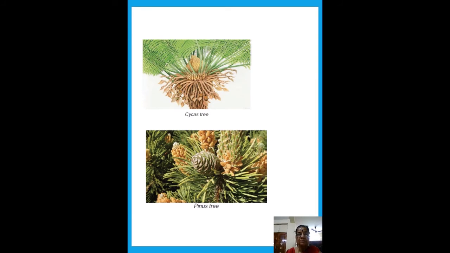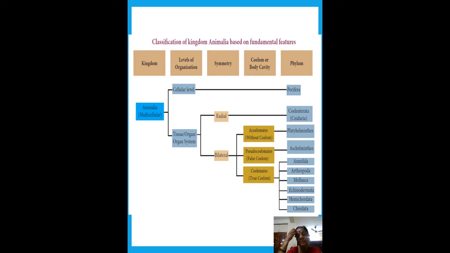Okay. The next one. This is classification of animal kingdom. We studied it, right? Kingdom Animalia. I taught it yesterday. Kingdom Animalia. Then level of organization, cellular and tissue organ system, unicellular and multicellular. Then symmetry, radial and bilateral. Coelom or body cavity, whether present or not: acoelomate animals, pseudocoelomate and eucoelomate or coelomate animals. And phylum: unicellular is phylum Porifera. Multicellular is diploblastic with radial symmetry, phylum Coelenterata, also known as Cnidaria. Then acoelomate Platyhelminthes, pseudocoelomate Aschelminthes, and coelomate animals with the true coelom.